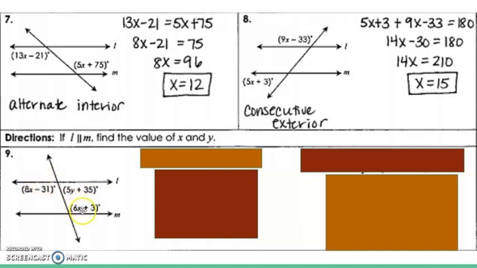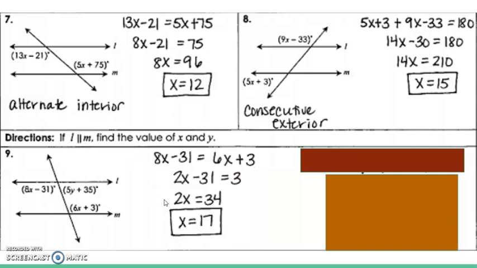When I see my x expression, so that 8x minus 31 and 6x plus 3, those are alternate interior angles. Alternate interior angles are congruent, so we're going to set 8x minus 31 equal to 6x plus 3, and when we solve, we find that x equals 17. I'm now going to use the fact that x equals 17 to figure out what my y is.